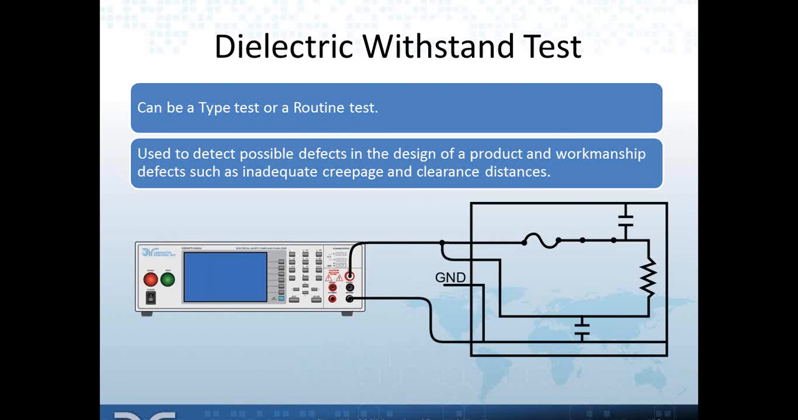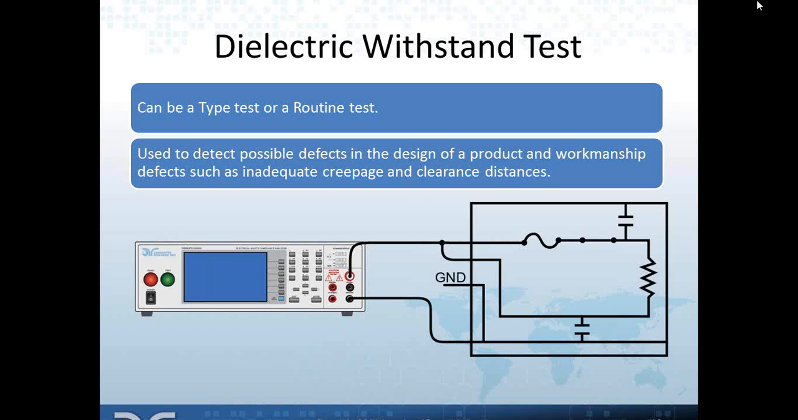Here's a little circuit for showing us the dielectric withstand test, how it's set up and how it's run. As you can see, the high voltage is applied to the mains input of the product under test, and the resulting leakage current is measured on the chassis of the product.